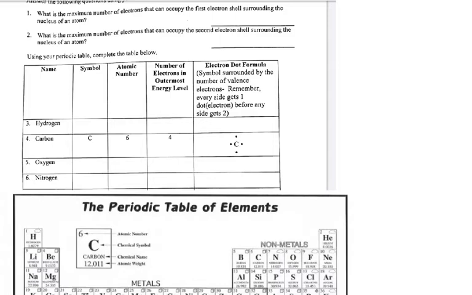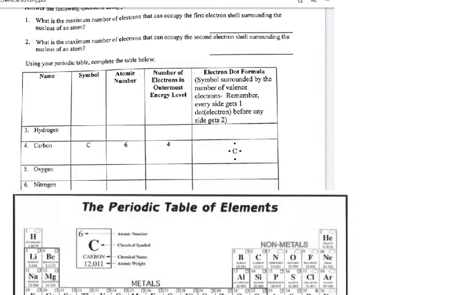So when we have a bond, what is the maximum number of electrons that can occupy the first energy level? The answer there is 2. The next question says, what is the maximum number of electrons that can occupy the second energy level? We're going to say 8. And from there on out, we're going to say every shell can have a maximum of 8 when it's bonding.